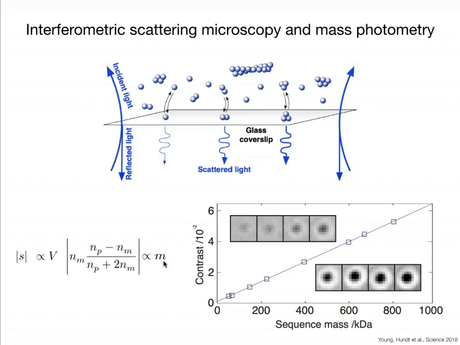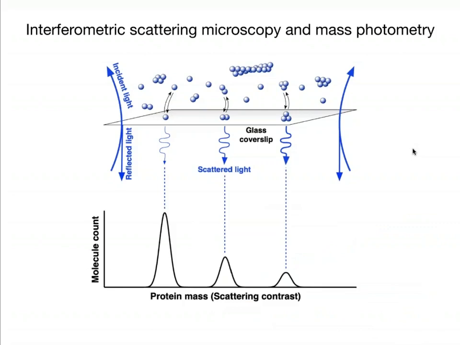And if you now take a set of proteins where you know the mass and measure their scattering contrast, you can use this to calibrate your scattering signal and convert it into a mass signal. That means if we now determine the mass of each of the dots in the video that I've shown you before and plot these masses in a histogram, we will get something that looks like a mass spectrum, and each of the species that is present in your solution will give you an individual peak.